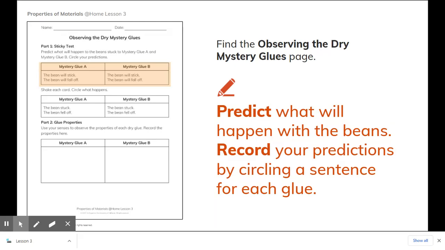Try to remember also the hands-on video we watched last week when she was testing or observing the properties of the glues. One of them had a very strong odor. It was thick. The other one had a weaker or not as strong an odor, and it was a thinner glue than the other one. So we are going to predict. So go ahead on page 9, pause the video, and circle your prediction before you keep watching.